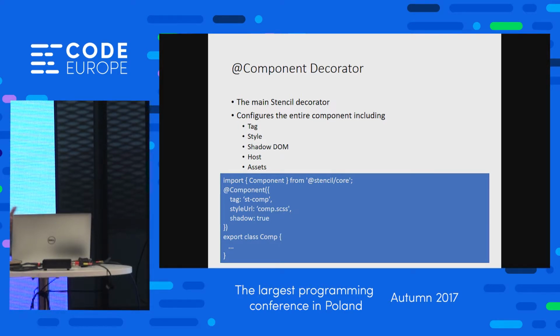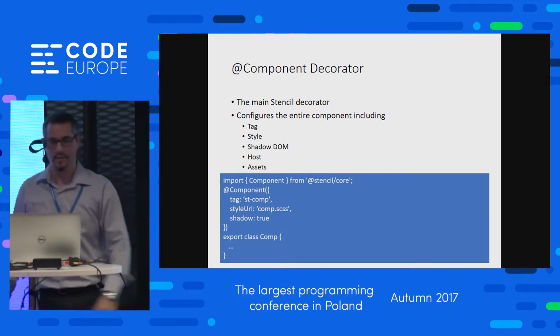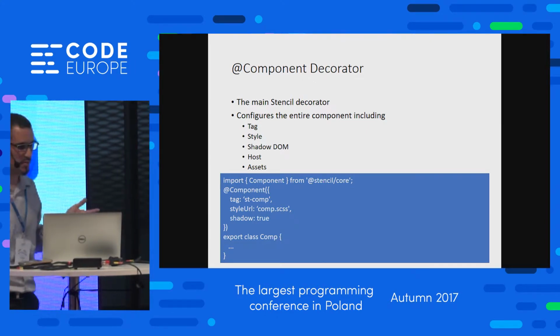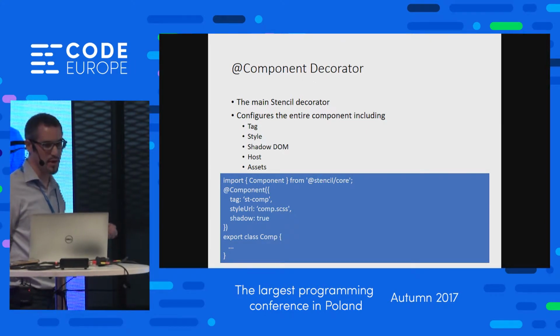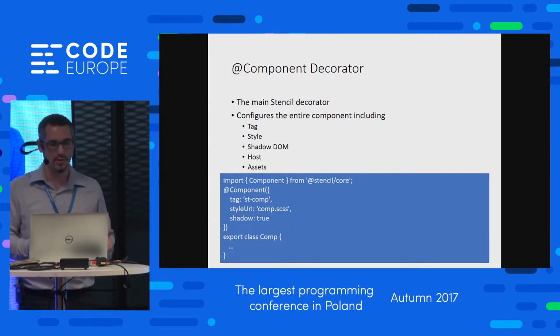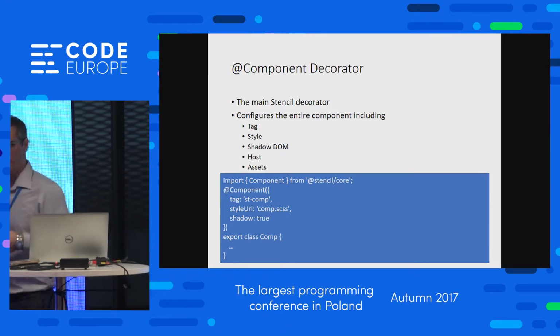It configures the shadow DOM. If you want to use shadow DOM, you just put shadow: true and it works. Out of the box, it's false, okay? So you don't have shadow DOM unless you say, I want shadow DOM. And there are the host and the assets that you want to use inside of the component, and you're ready to go. Props and State.